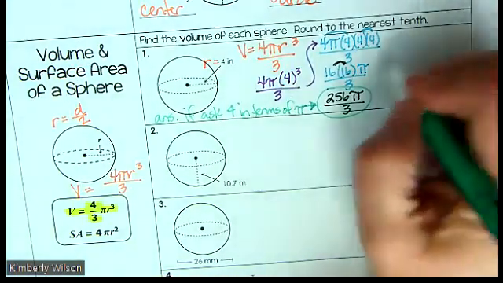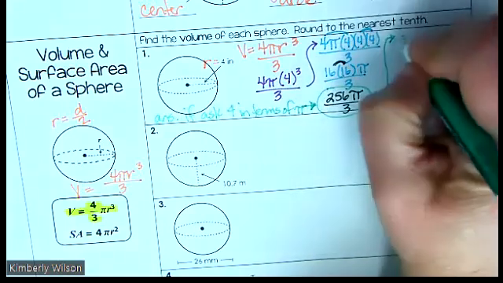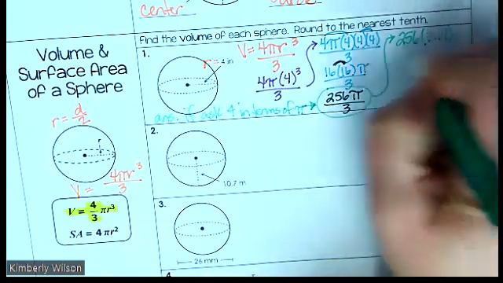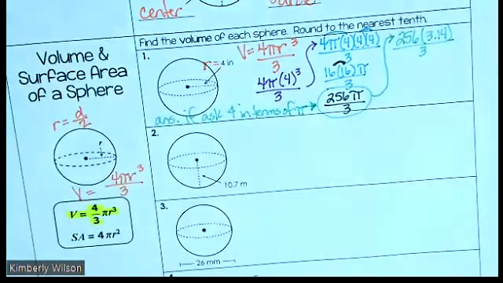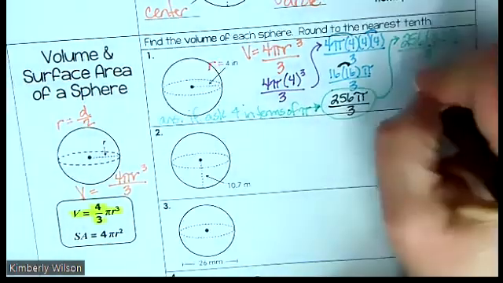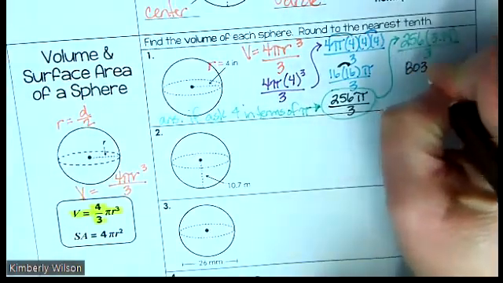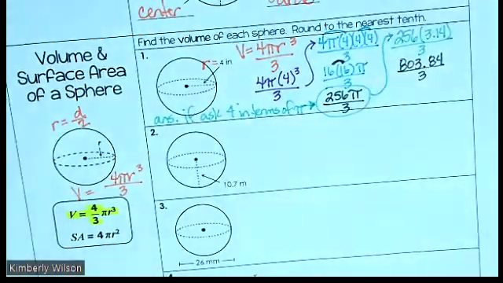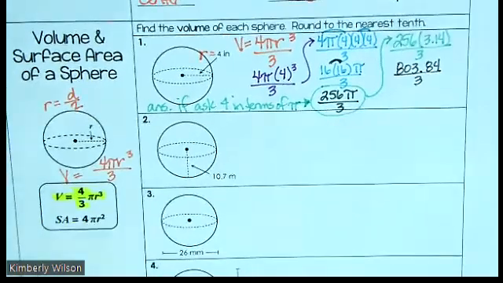So we're at the point where we plug in 3.14. So I have 256 times 3.14 all divided by 3. 256 times 3.14 is 803.84 divided by 3. And realize the worksheet itself, I think, gives it to you using the pi button, but I think on the answer key I have shown it with the 3.14.